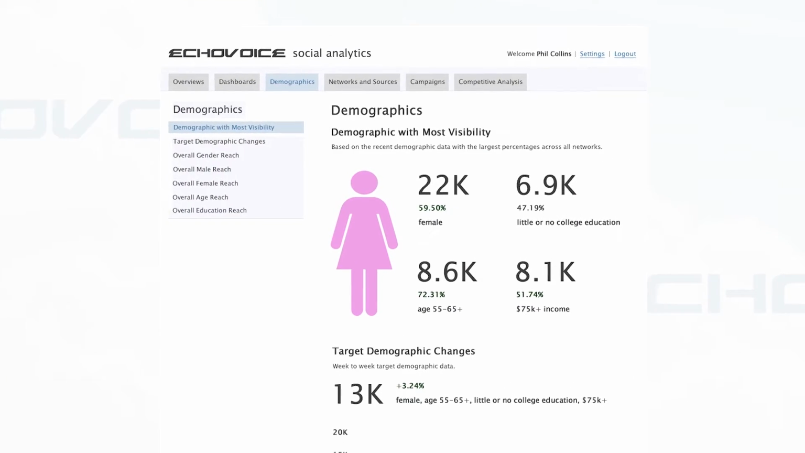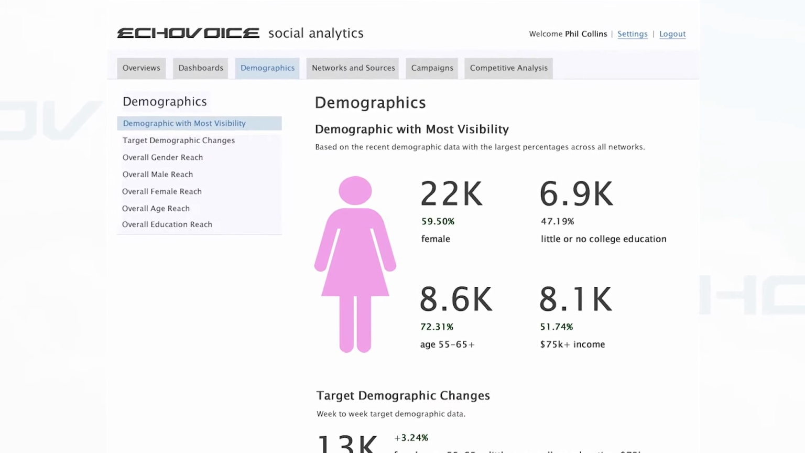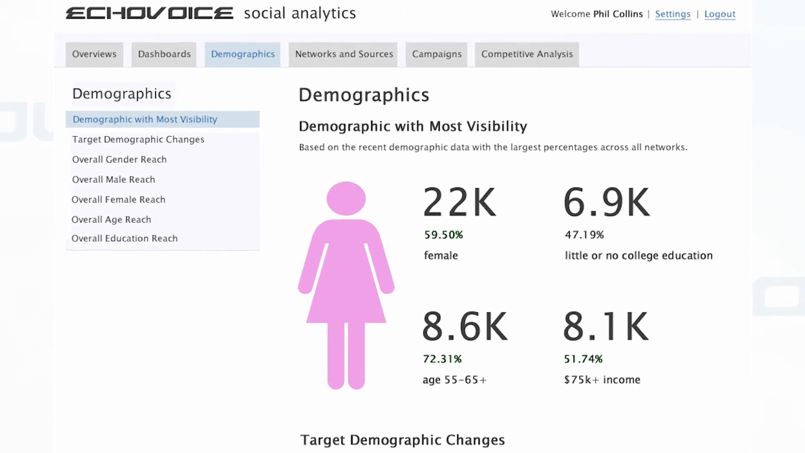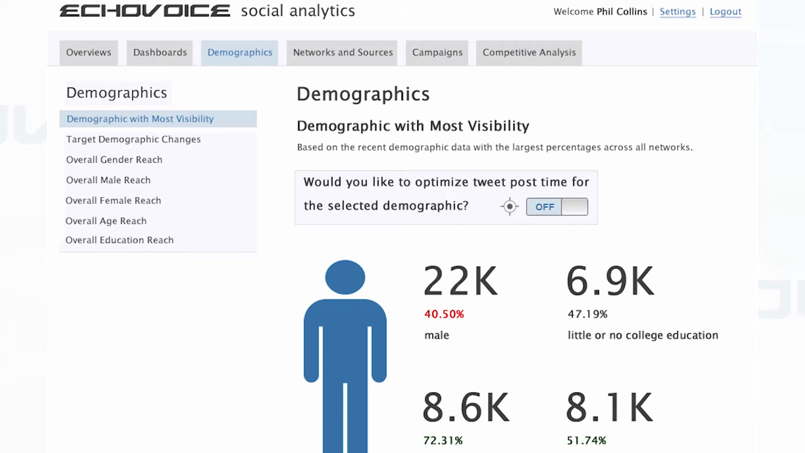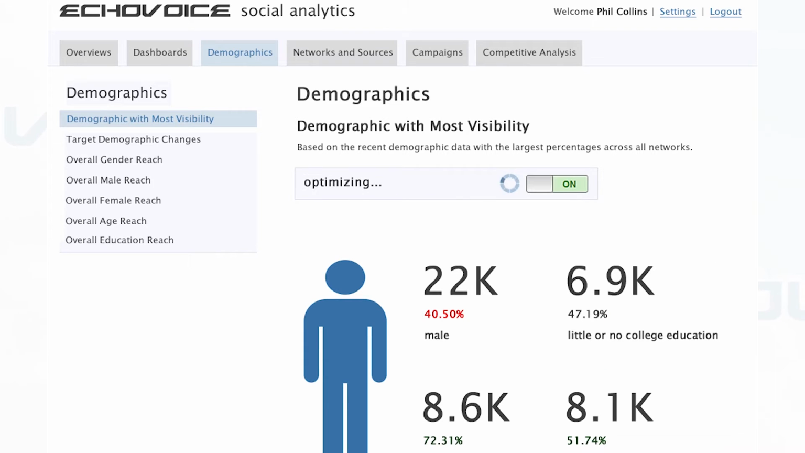Measuring activity levels shows which demographic groups have the most visibility to your brand or company. This information can be filtered to display insights for specific market segments. Post scheduling feature optimizes timing to reach a target audience and engage them effectively.